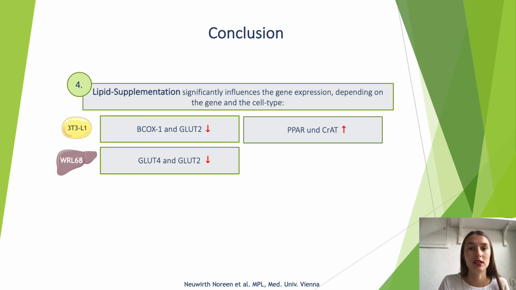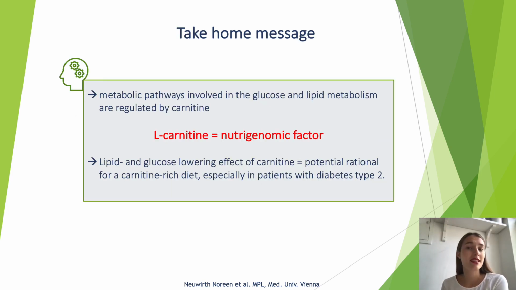of the investigated genes. As a take-home message, I would like to emphasize the involvement of carnitine on the regulation of genes that are very important for the glucose and lipid metabolism. Taking into account its anti-diabetic effect, it might be especially interesting for patients with type 2 diabetes to stick to a diet rich in carnitine.